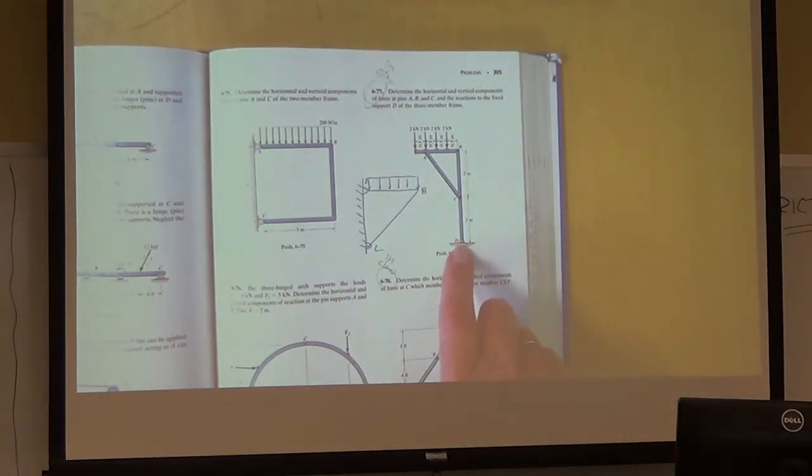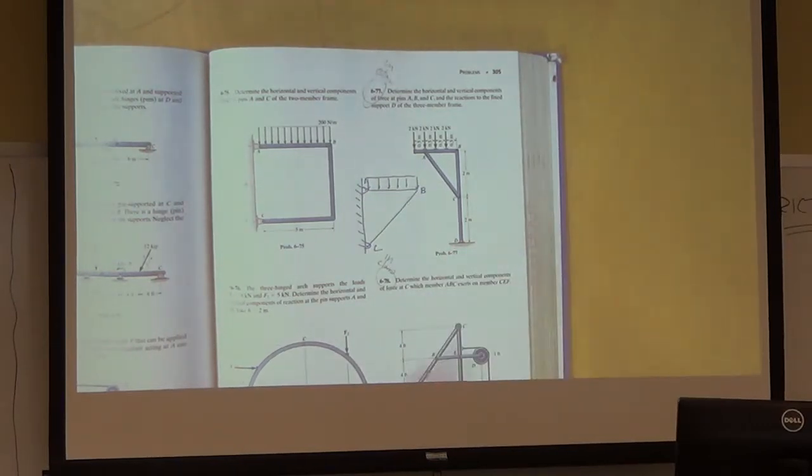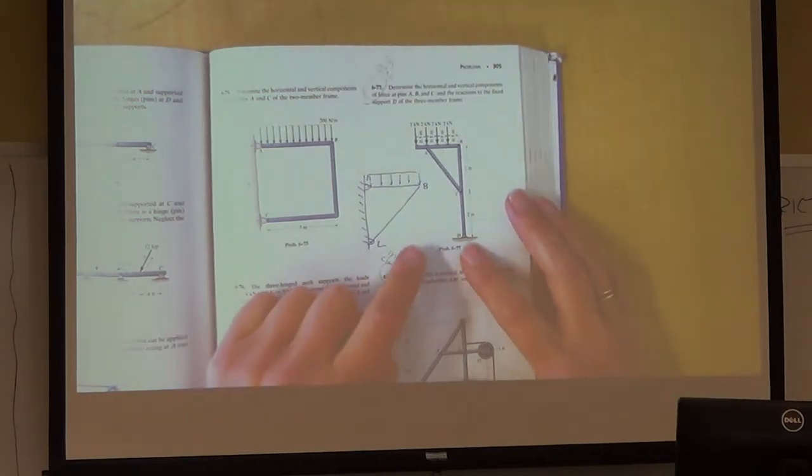What kind of support is it? Fixed support, which means we have 3 unknowns: a DX, a DY, and a moment. So we're going to have 6 unknowns. So we're going to need at least 2 free body diagrams, right? So what would your first suggestion be?